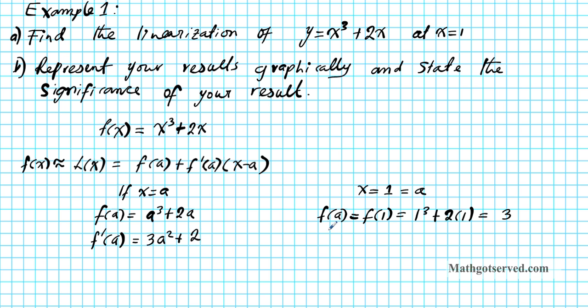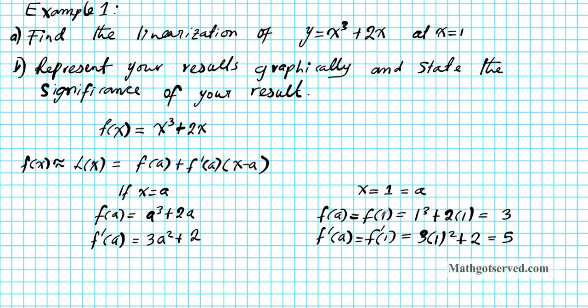And then you have f prime of a. F prime of a is going to be f prime of 1, which is evaluating the derivative of this function at a equals 1, or x equals 1. So that yields 3 times 1 squared. Remember, you differentiate first, plus 2. Using the order of operations, we'll have 3 plus 2, which is 5.